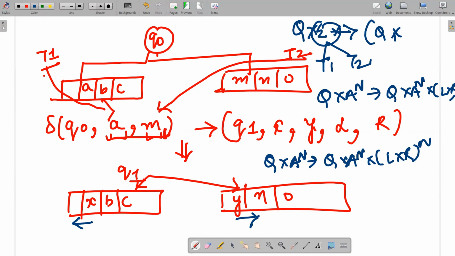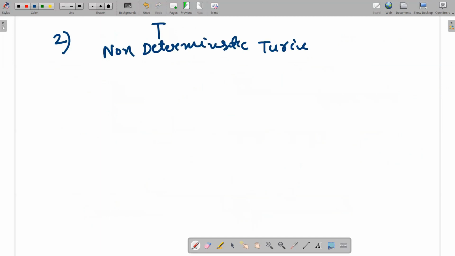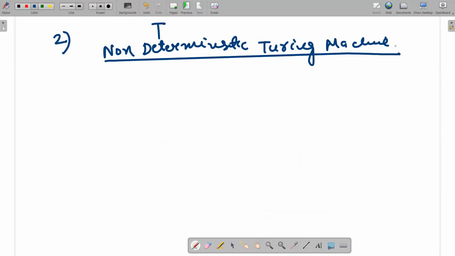Now, my second important part is, this is one variant of Turing machine. The second variant of Turing machine is non-deterministic Turing machine. So guys, what is non-deterministic Turing machine? So we have discussed deterministic Turing machine. So what is non-deterministic Turing machine?